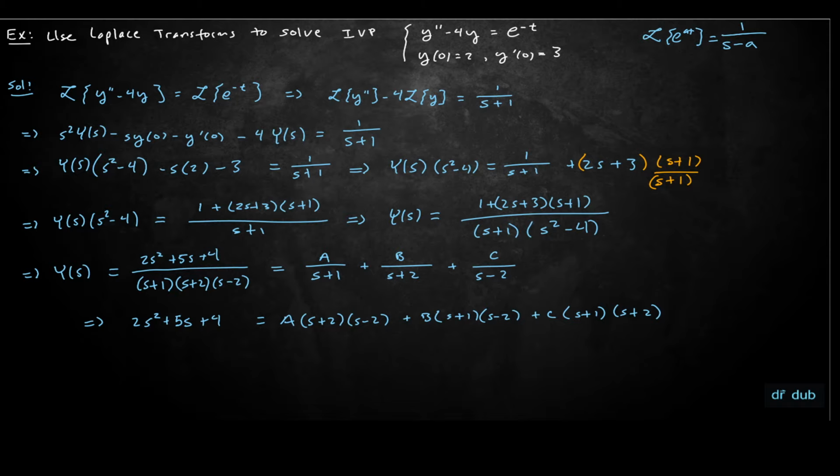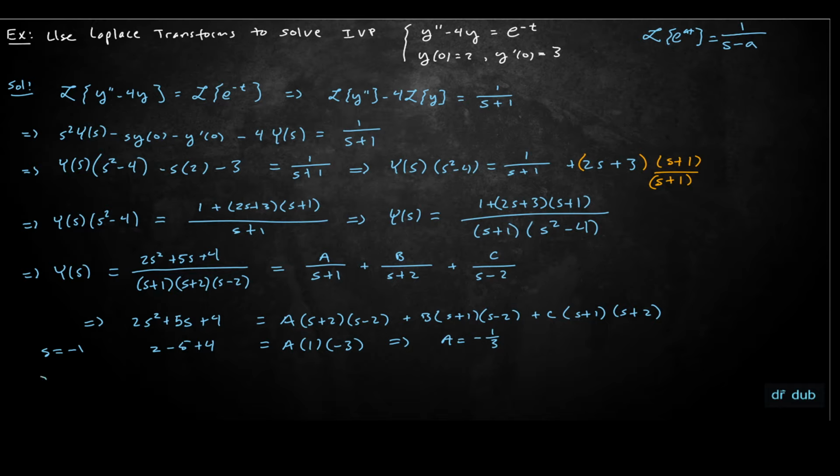And now I'll plug in specific values for s, and I guess we could say s equals negative 1 first. So if s equals negative 1, then we would get 2 minus 5 plus 4 equals A times 1 times negative 3. And so we could get A is automatically negative 1/3. So on the left, what we would get is negative 1 plus 2, so that'd be 1, and divide by negative 3, so A is negative 1/3.